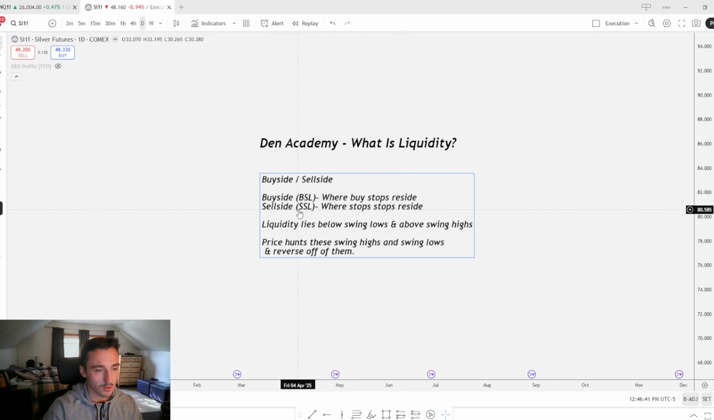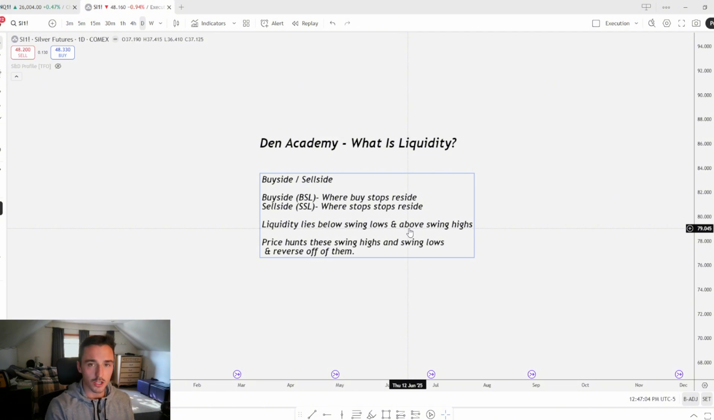Sell side liquidity, which is abbreviated SSL, sell side liquidity, is where sell stops reside, right? So if you're in a buy position, your stop loss goes under a swing low on the sell side liquidity marks, right? So it's where your sell stop will reside whenever you're in a buy position, right? So liquidity lies below swing lows and above swing highs, right?